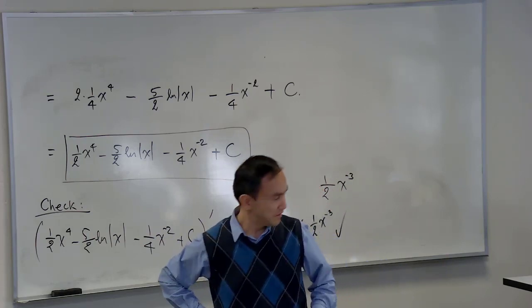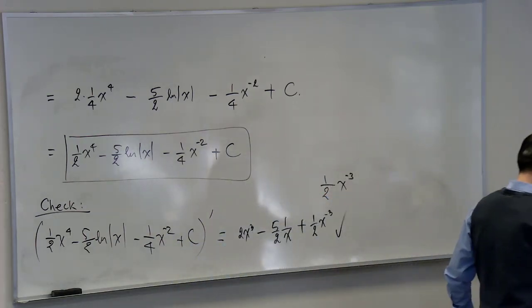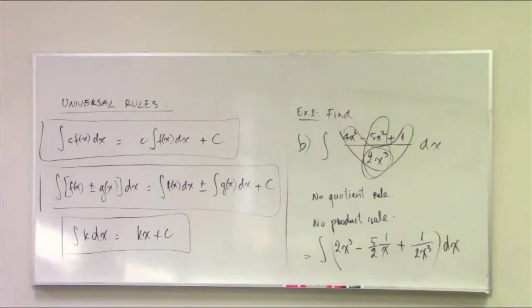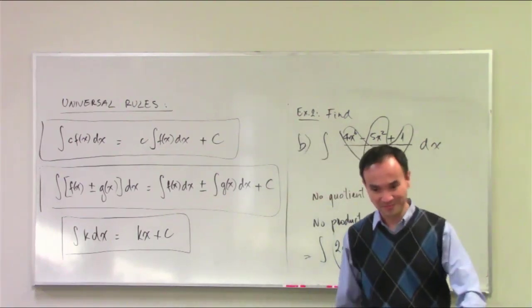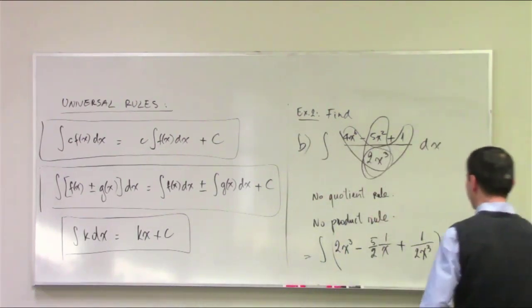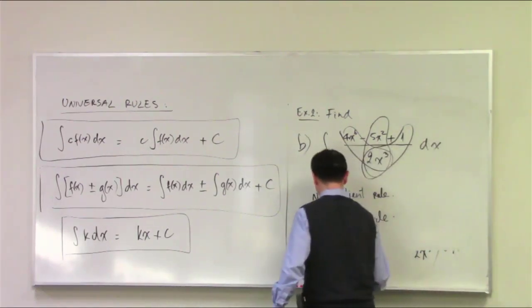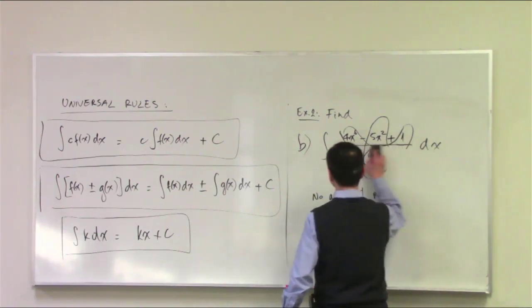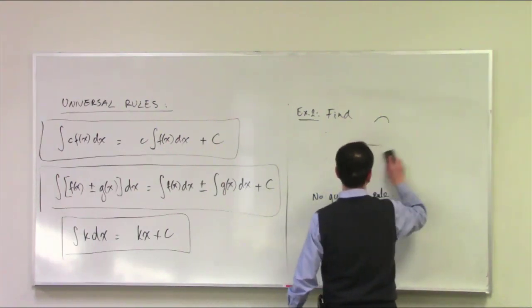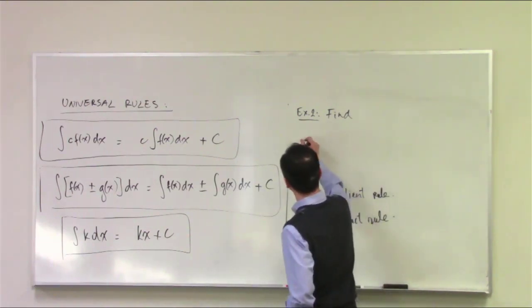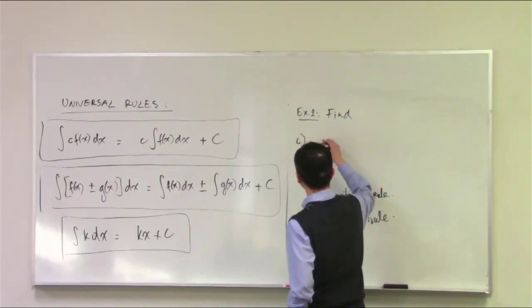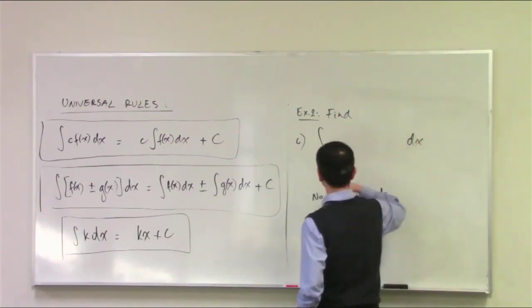All right, so let's do another one. We've still got some other problems where I want to show you some more experience. So again, as a reminder, no quotient rule or product rule, similar to those in the derivative material. So same example, part C right here. Let's find an antiderivative for the following function.